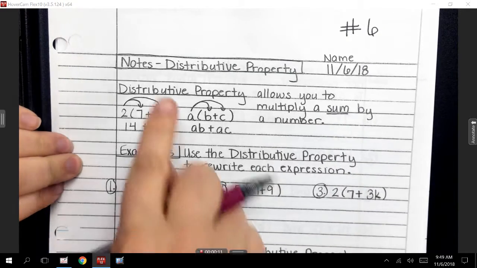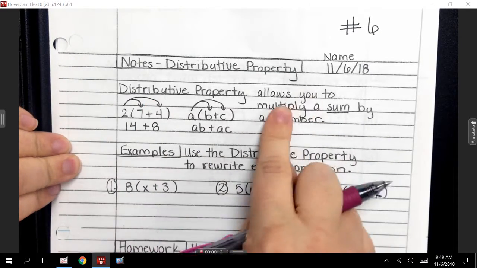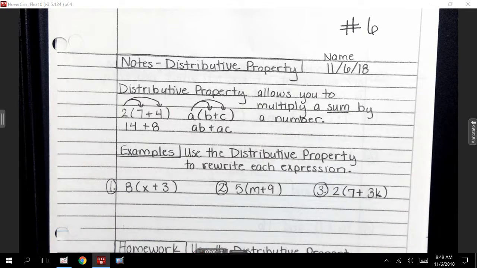All right, so what the distributive property does is it allows you to multiply a sum by a number, okay? That doesn't mean a whole lot to me. Distributive property. So this is a property just like commutative, associative, identity. Guys, when you were doing the commutative, associative, identity, were we actually working out math problems? We were just labeling them, right? That's really what we're going to do here.